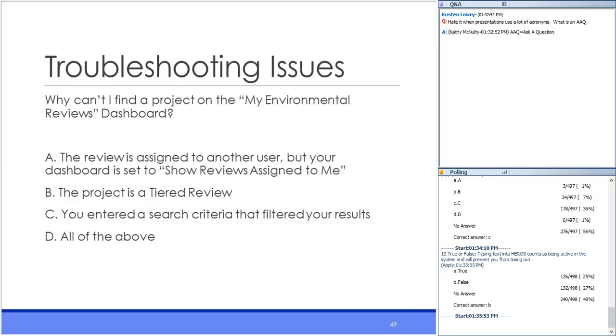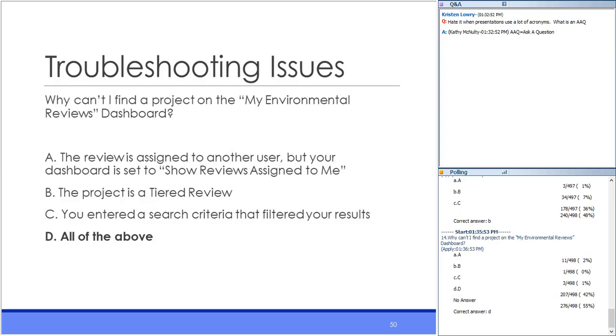Okay, looks like people knew this one. This was pretty good. Most people guessed D, the correct answer. So remember in HEROS, the default dashboard when you log in is the Show Reviews Assigned to Me dashboard. So if you're looking for a review that is not currently assigned to you, you'll need to select the Show All radio button. And if you're looking for a tiered review, you'll need to select the Go to Tiered Reviews button to go to the tiered review dashboard.